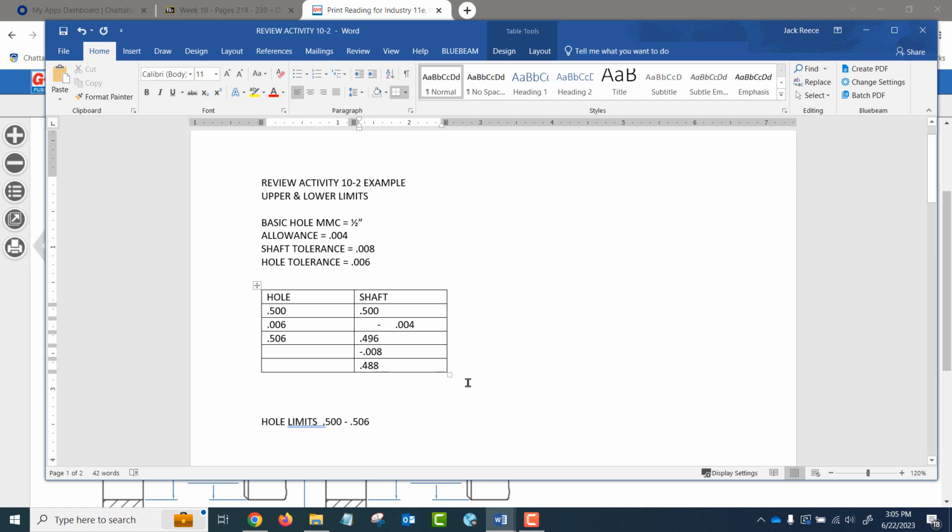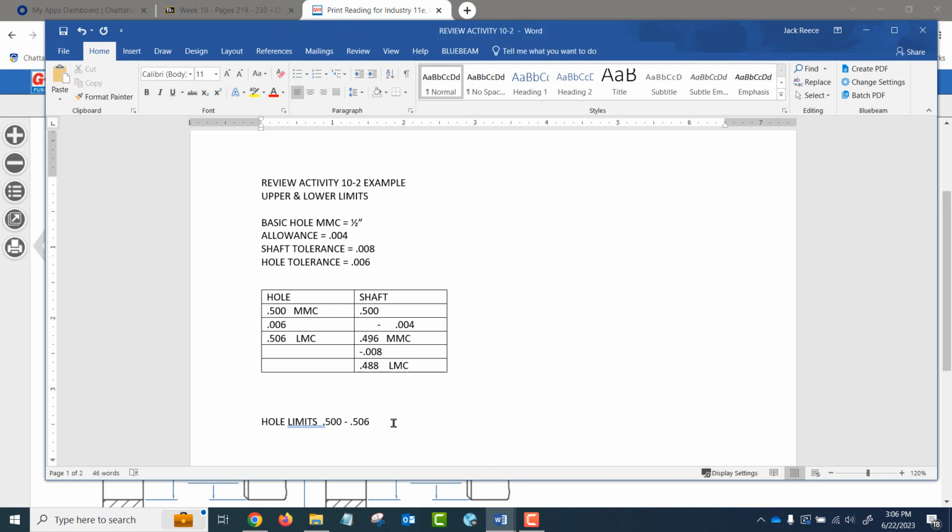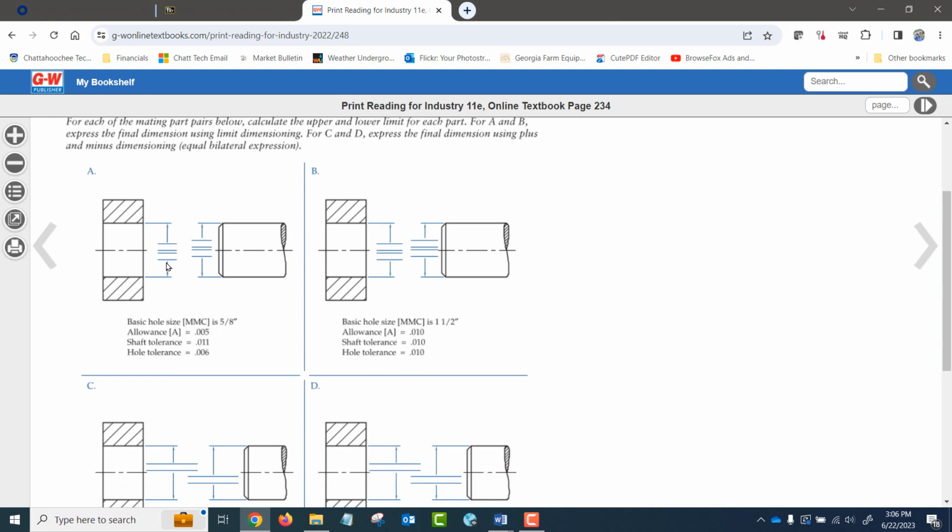Okay. Maybe I should come in here and put MMC, LMC. And I could do the same over here. Okay, so that way you can see what I've done there. So my shaft limits are now 0.488 to 0.496. And so that would be what you would dimension in here.